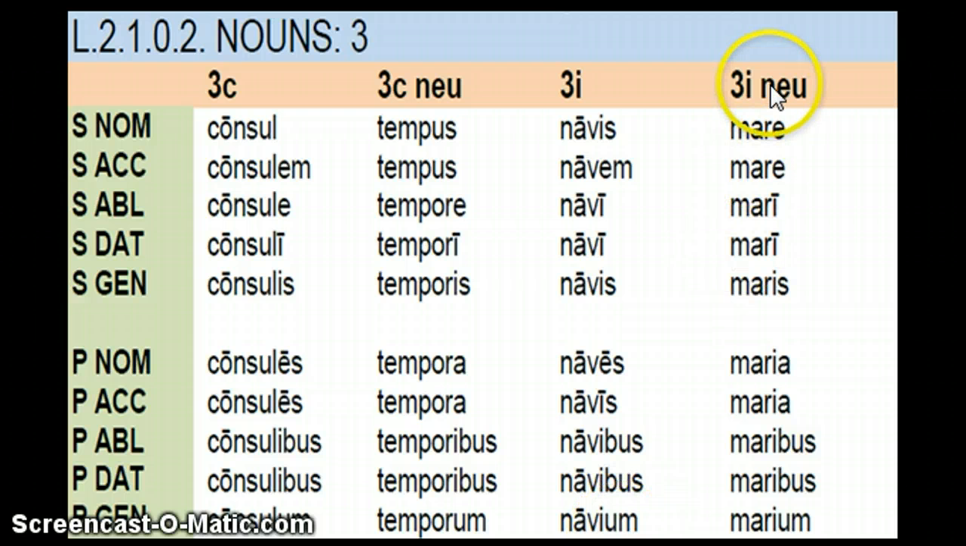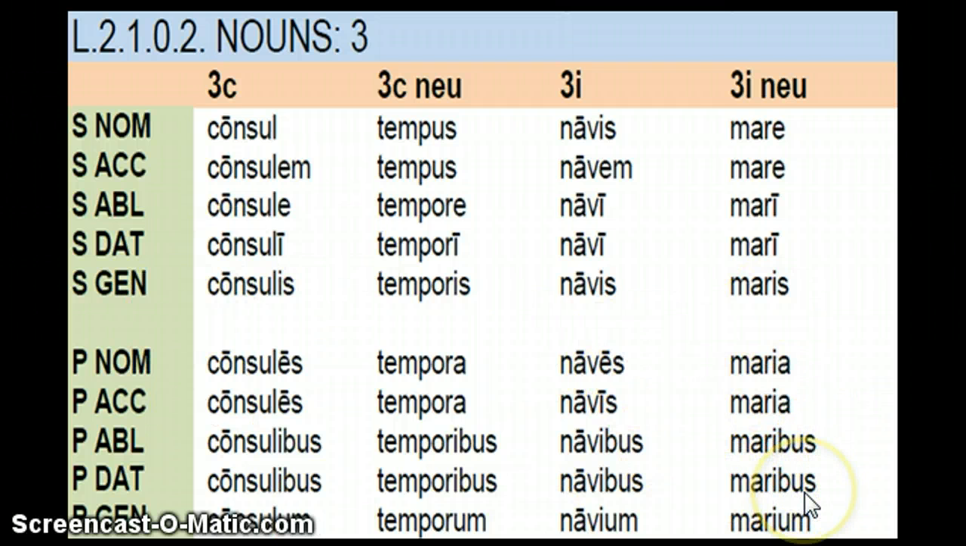Now for the 3I neuter, mare, mare, oh, Marie, Marie, Maris. Oh, there's a nice endings. And then, of course, Maria, Maria, Maribus, Maribus, Mariam. Notice you still have that A in the ending in the nominative and accusative plural neuter, but you have the I there because it's got the I in the stem. Maribus, Maribus. Oh, nice big block right there.